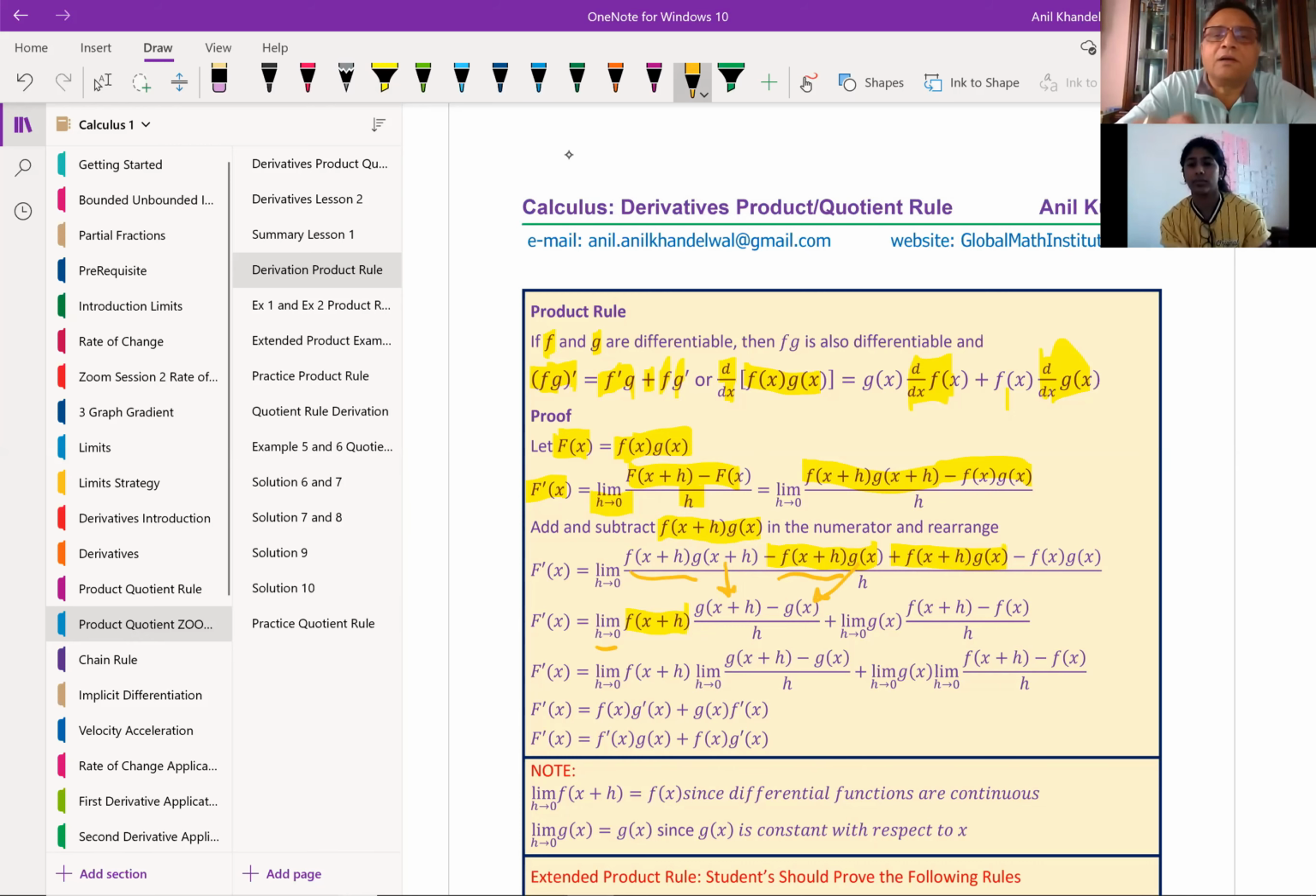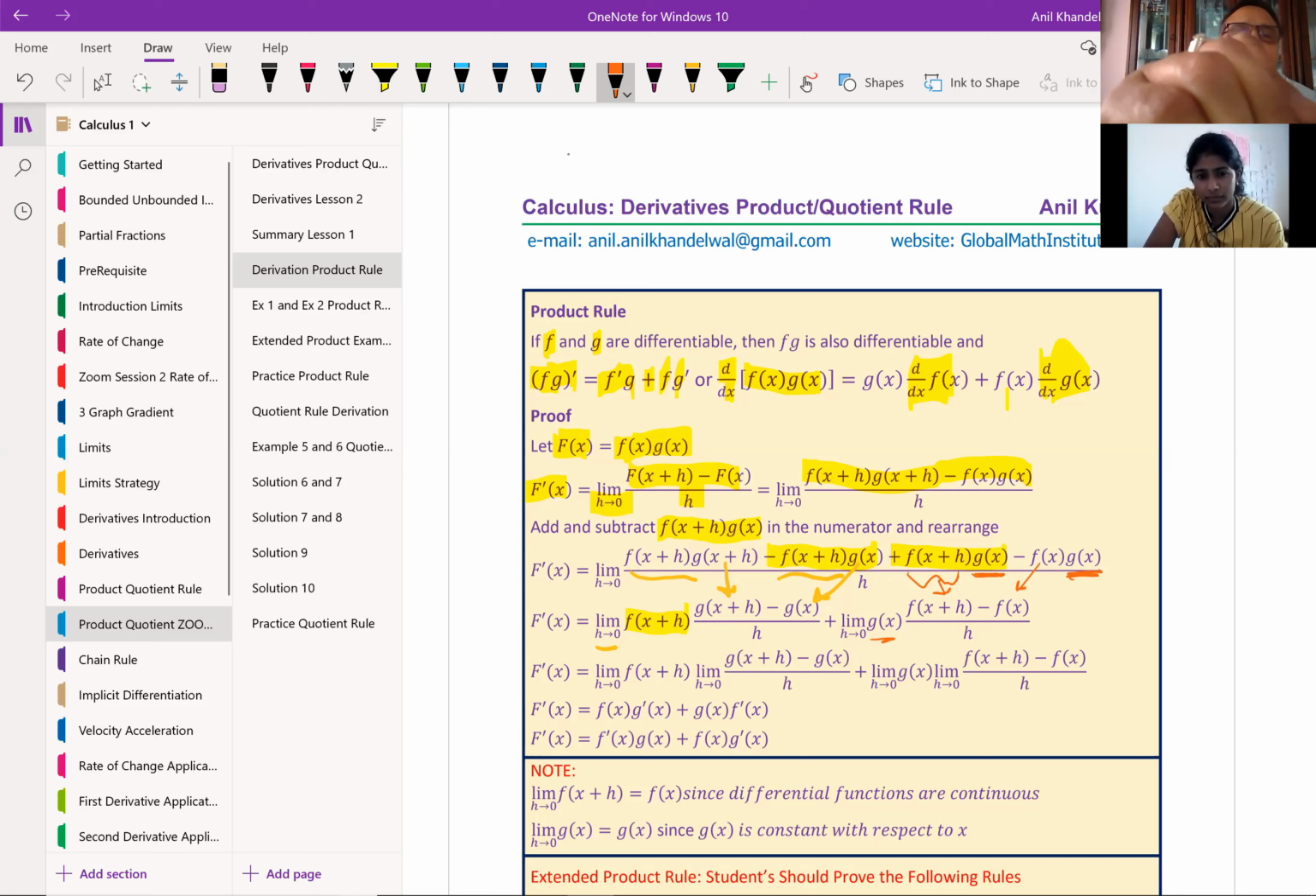So that becomes one part of this expression. And in the other part, what we are doing here is taking g of x common. So here, this is g of x, correct? And there you have g of x. When you take them common, you're left with these two terms, f of x plus h minus f of x. Is that clear to you? So that becomes the other term.